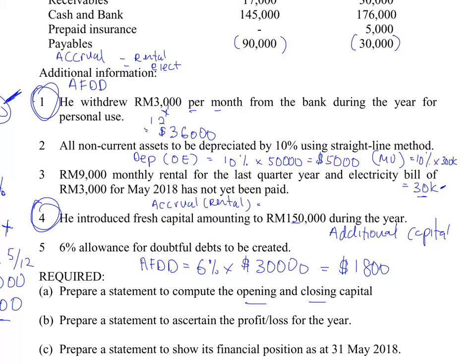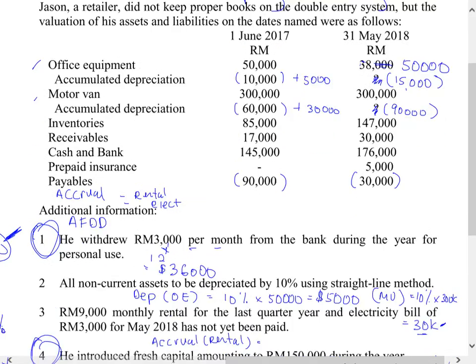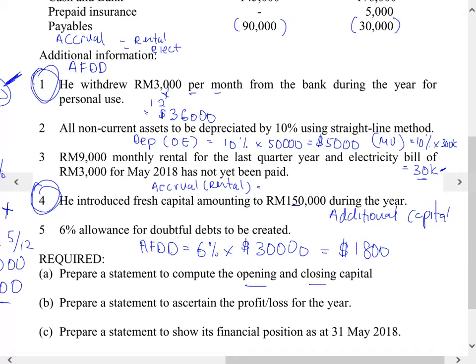And the last one, doubtful debt. 6% doubtful debt is to be created. AFDD, allowance for doubtful debt, 6% on receivables. So how much is my receivables? Should I base on 17 or 30? 30. Closing receivables, I want to provide 6%. So show working, 1 mark: 6% times 30,000, 1,800. Doubtful debt, debit or credit balance? Asset receivable is debit. I want to make a provision to break it down. Credit.